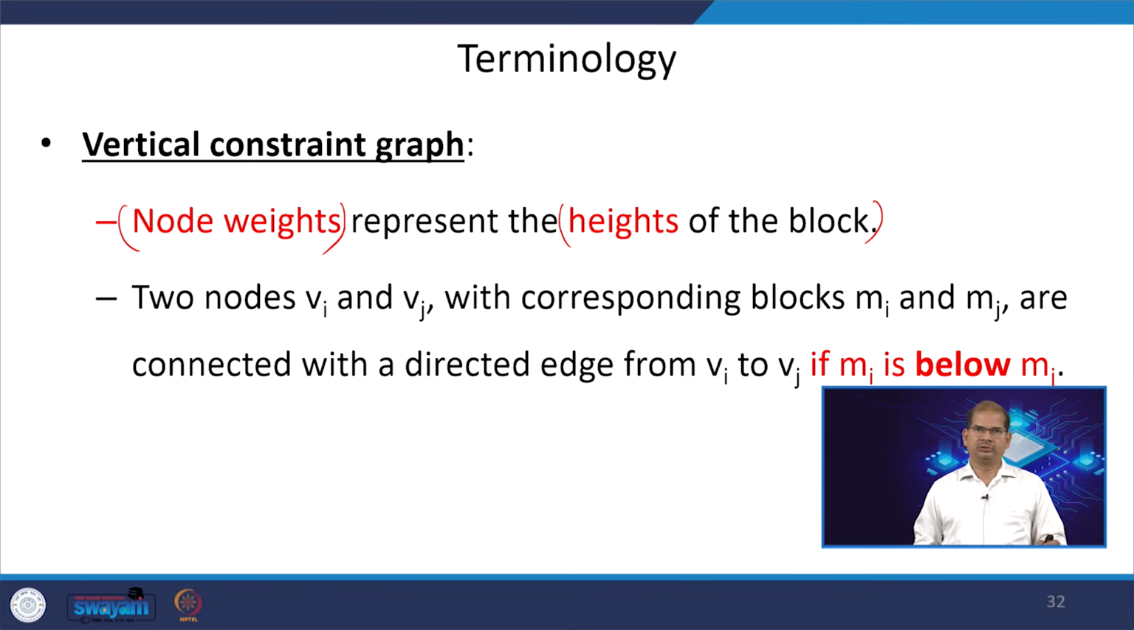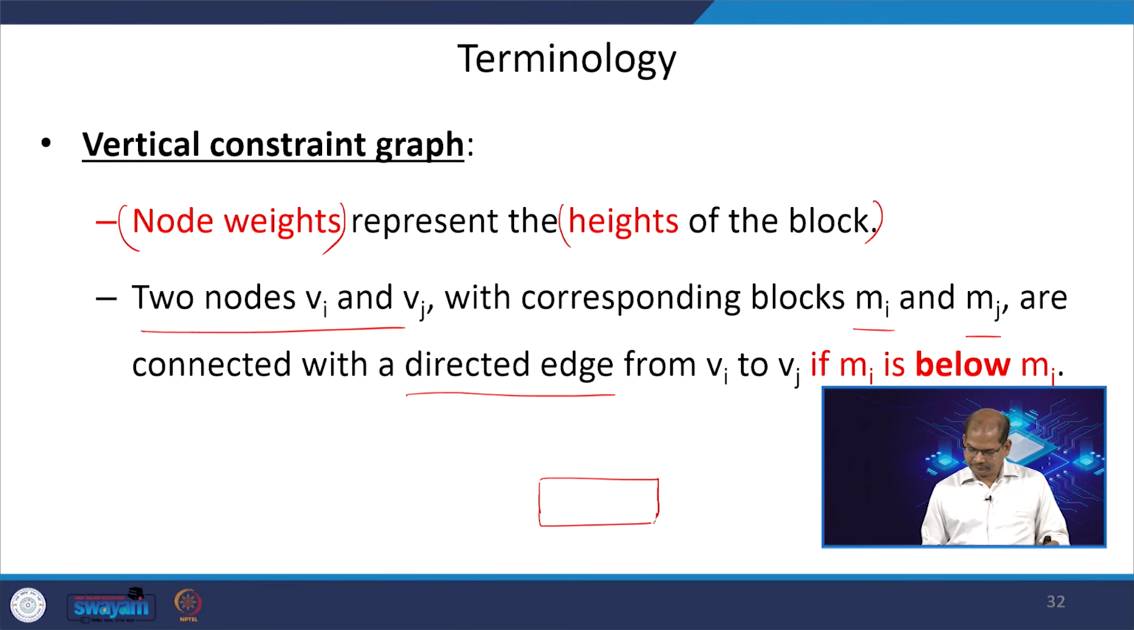The node weights for a vertical constraint graph help me find out the height of my global bounding box. Let us say I have two nodes V I and V j, which correspond to the blocks M I and M j. They are connected by a directed edge from V I to V j if M I is below M j. So, I have a block M I and a block M j. In this case, I have an edge from M I to M j.